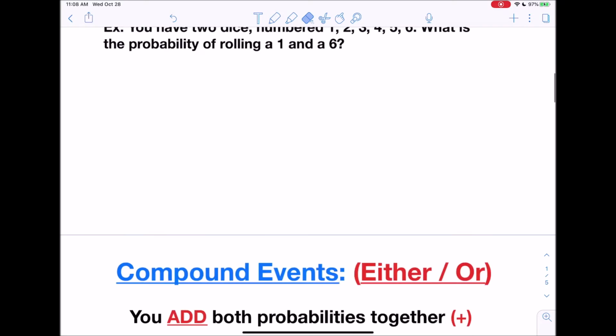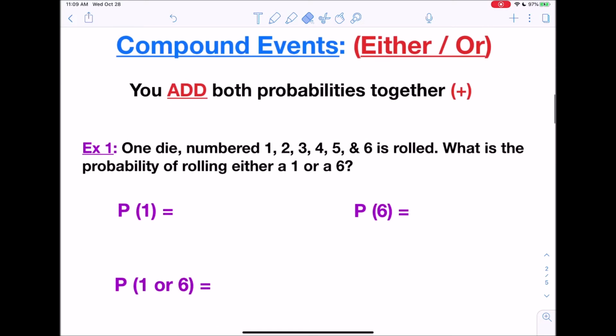So let's go ahead and look at our first example. For compound events that are either/or, so one probability or another probability happening, what we need to do is find the probability of each item and then add them together. So you're going to add the probabilities together. Let's take a look at our first example. We have the die, again, numbered 1 through 6, and you roll it. What's the probability of rolling either a 1 or a 6?